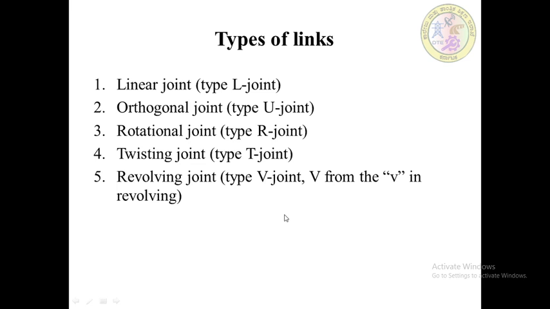As of this, the basic joints are classified. Linear joint is known as the L joint. Orthogonal joint is known as the U joint. Rotational joint is the R joint. Twisting joint is the T joint. And revolving joint is known as the V joint.